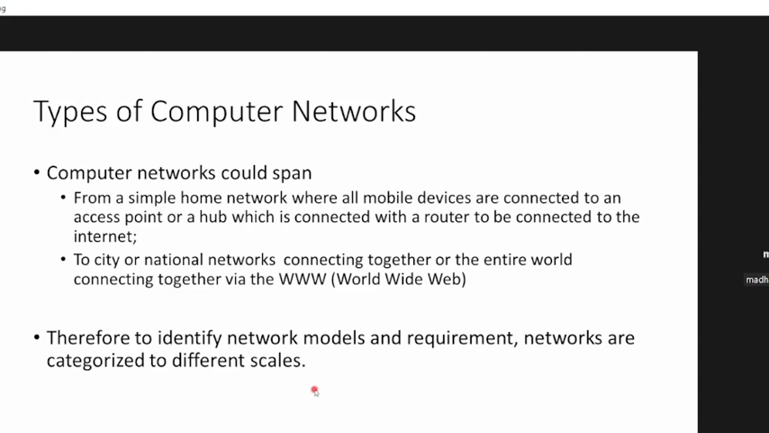Computer networks can span from a simple home network, where all mobile devices are connected to an access point or a hub, which is connected with a router to the internet, to city and national networks connecting together the entire world, connecting together the WWW, World Wide Web, right? So at your homes, as I told you, you also have networks.